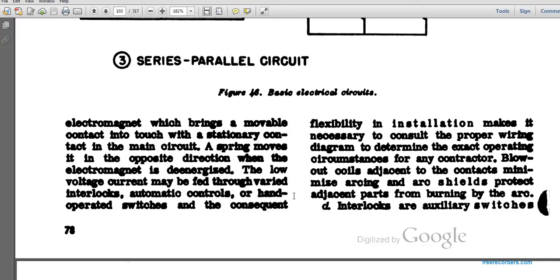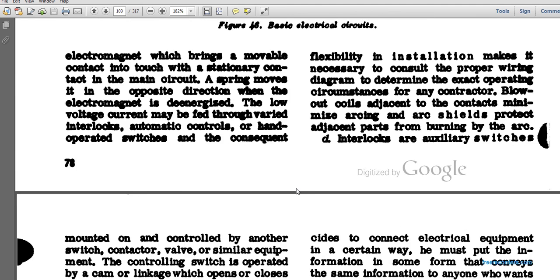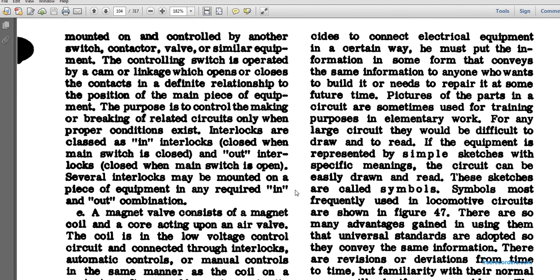any of the conductors, blowing out the coils adjacent to the contacts, minimizing arcing with the arc shields, protecting adjacent parts from burning, and the arc interlocks with the auxiliary switches mounted on the control, which are controlled by another switch of the contactor valve with similar equipment. The contactor switches are operated by a cam linkage, which opens and closes the contact, in definite relationship with the position of the main piece of the equipment.